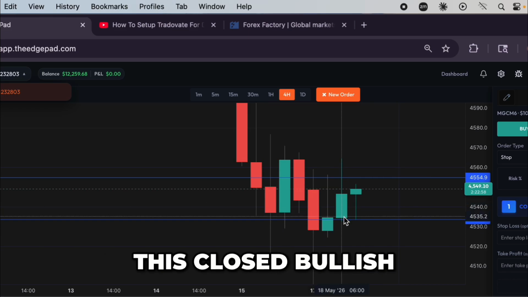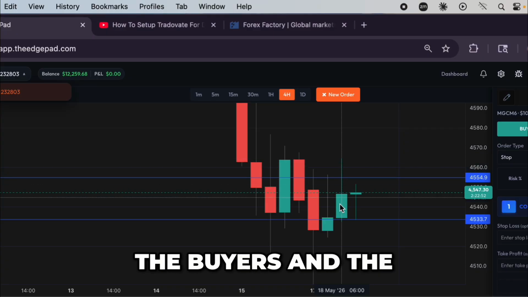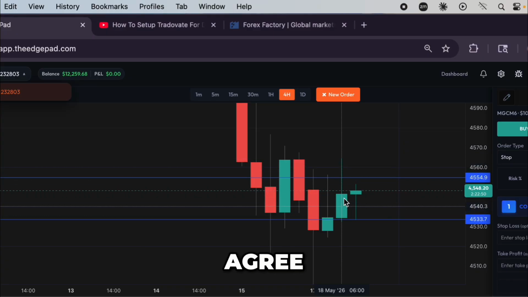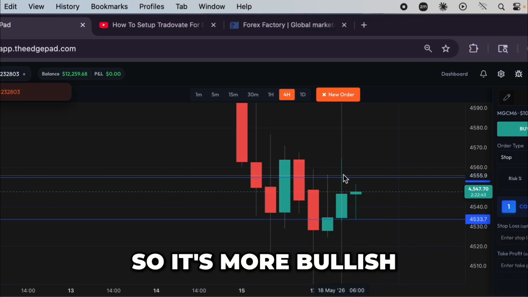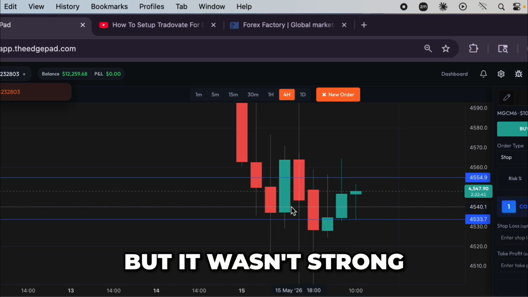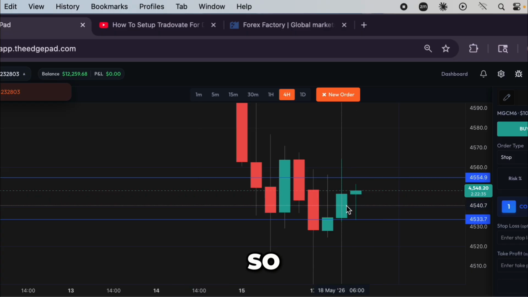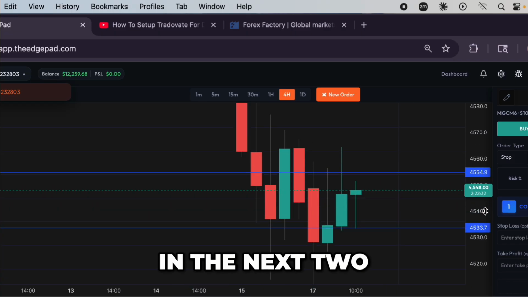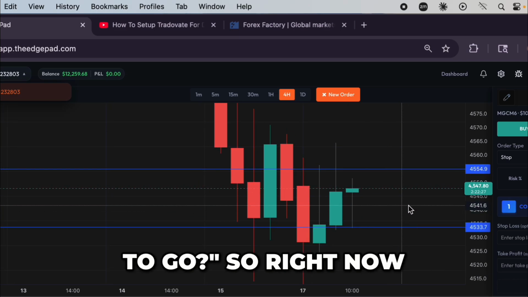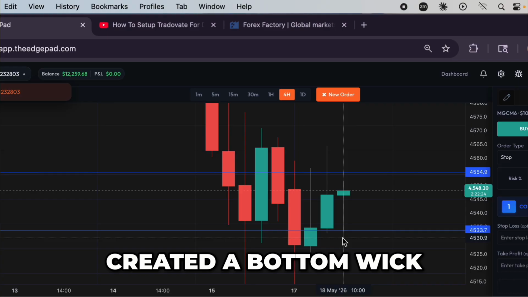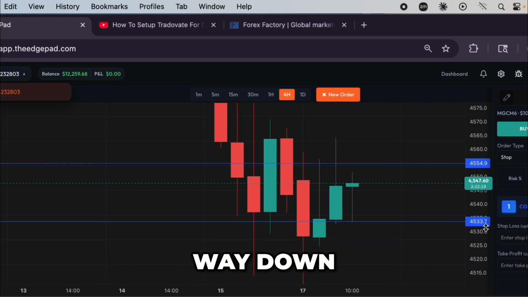This closed bullish, but not all that great. It was bullish, and then it came back down here, and then the buyers and the sellers just couldn't really agree, so they agreed that it was just kind of a semi-positive, semi-bearish candle. So it's more bullish than it is bearish, but it wasn't strong bullish like this one or strong bearish like this one. Okay, so what I like to do is say, okay, in the next 2.5 hours, where does this candle have a higher likelihood to go? Right now, because it has already created a bottom wick and doesn't really have that much of a top wick. Now, it could still come back down here and crash all the way down. I've seen it do that.